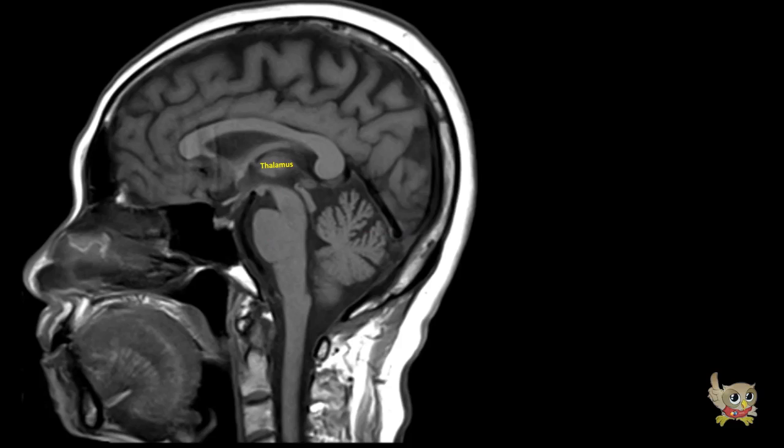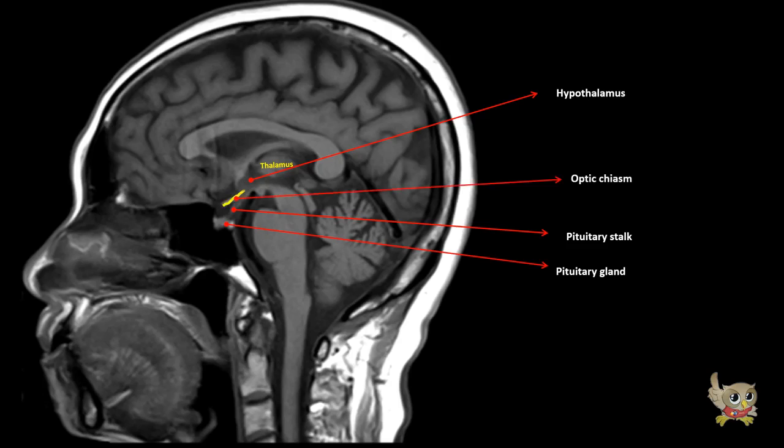Let's go back to the structures near the thalamus. Inferior to the thalamus is the hypothalamus. The pituitary stalk connects the hypothalamus and the posterior pituitary. The optic chiasm lies approximately 1 cm above the pituitary fossa. The chiasm contains decussating axons from both optic nerves.